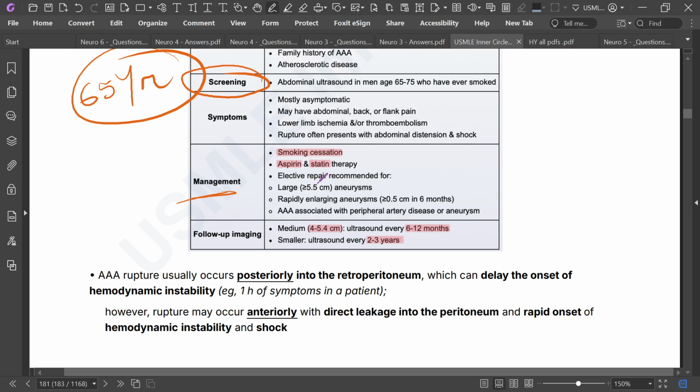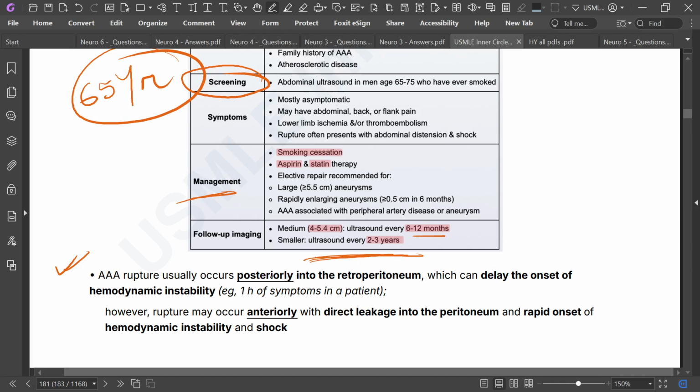Repair is recommended if the size is more than 5.5, or the aneurysm is rapidly enlarging, more than 0.5 centimeter in 6 months or 1 centimeter in 1 year, or if the aneurysm is associated with peripheral arterial disease or aneurysm. Follow-up imaging: medium size 4 to 5.4 centimeters, ultrasound every 6 to 12 months; smaller size, ultrasound every 2 to 3 years.